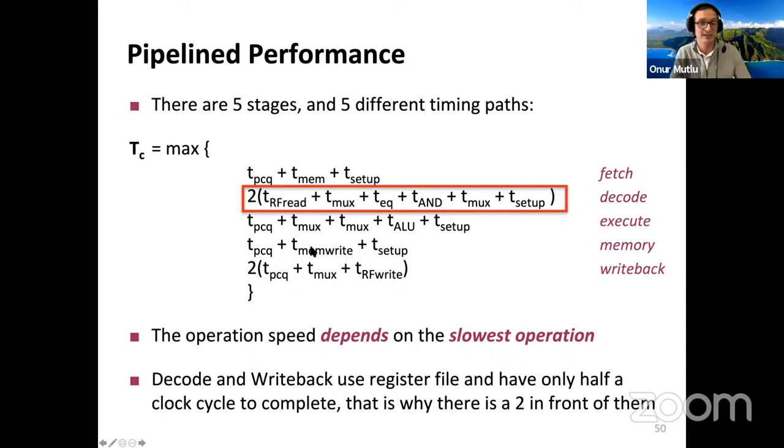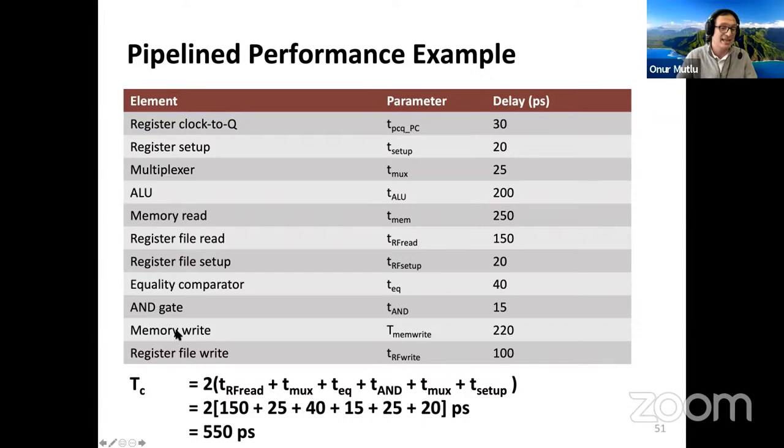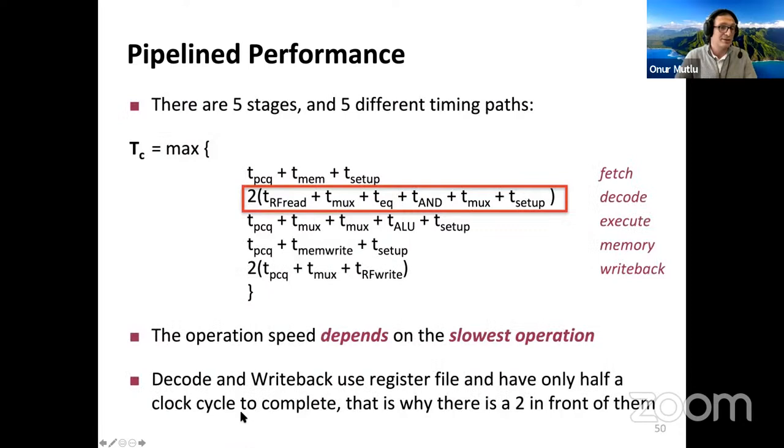So it turns out the decode stage is the critical path, and that's a very bad critical path. In this case, it's about 550 picoseconds over here. So I will argue that this is a bad design, actually. This shows you that this is just a design to show interesting things about a pipeline. If in a real system, decode stage is your critical path, then you have a problem, because decode stage should almost never be on your critical path.